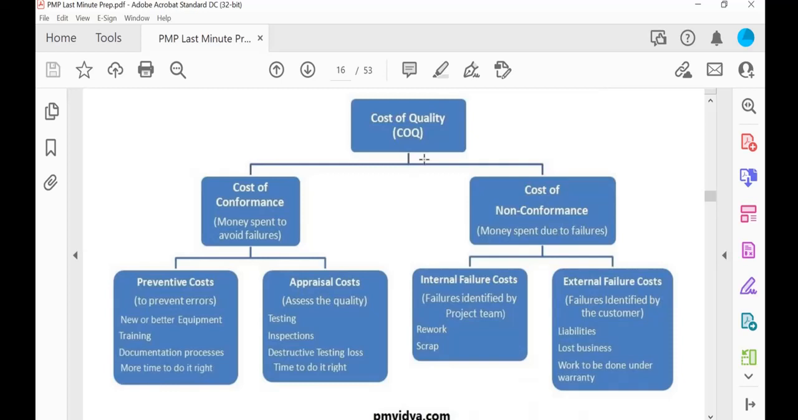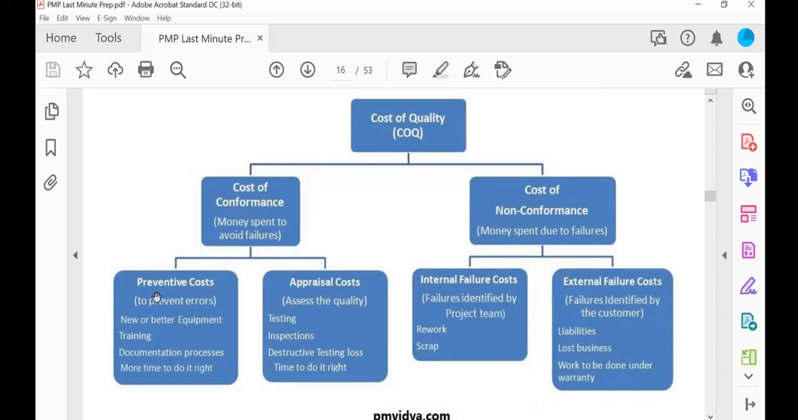One is cost of conformance, and another is cost of non-conformance. So cost of conformance means it's kind of avoiding failures. For example, before releasing any software or any electronic device, the company makes different types of tests. For the tests, they spend time, they spend money. So that kind of cost is called cost of conformance.